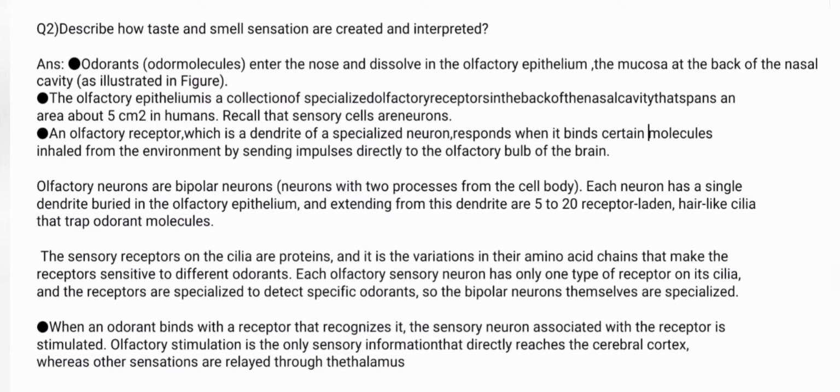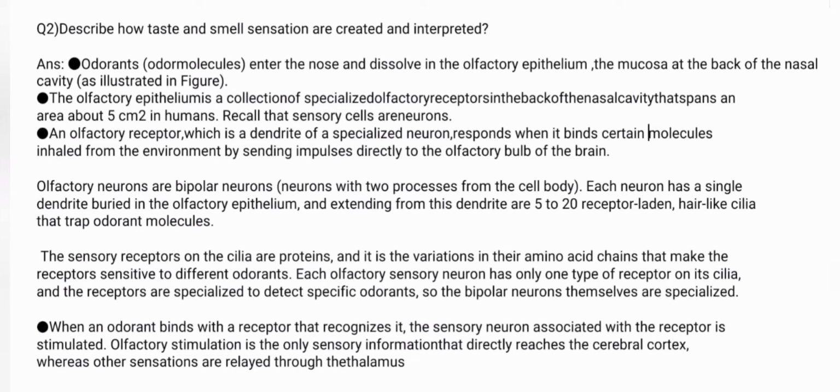The sensory receptors on cilia are proteins, and it is variation in their amino acid chains that makes the receptor sensitive to different odorants. Each olfactory sensory neuron has only one type of receptor on its cilia, and the receptors are specialized to detect specific odorants, so the bipolar neurons themselves are specialized. When an odorant binds with a receptor that recognizes it, the sensory neuron associated with the receptor is stimulated.